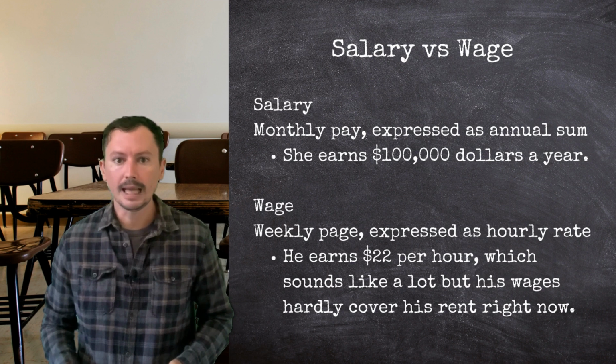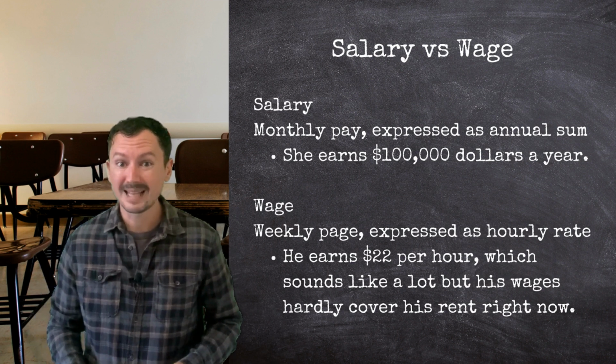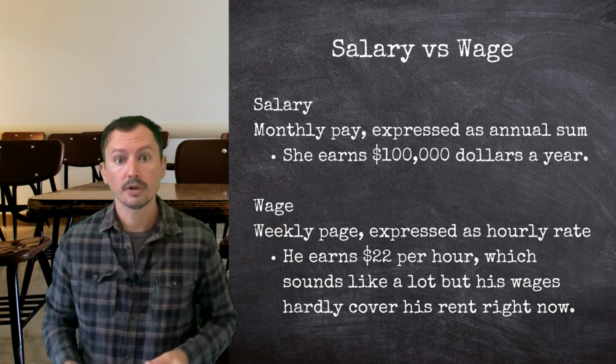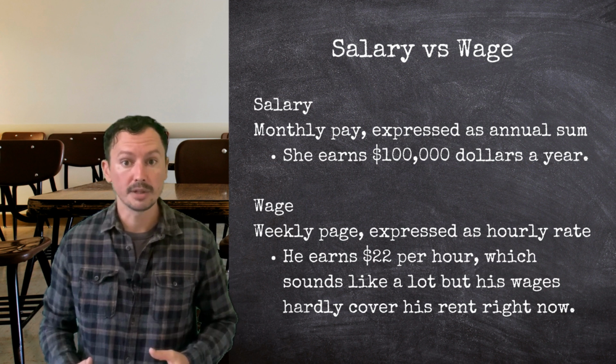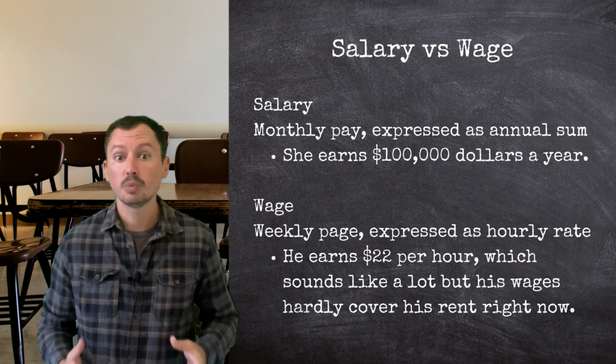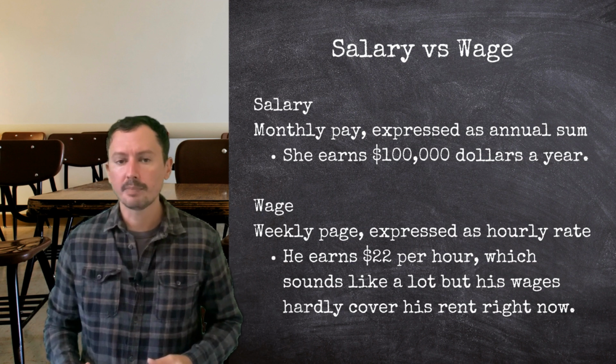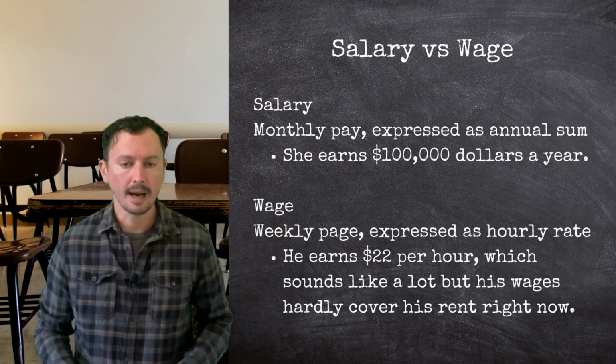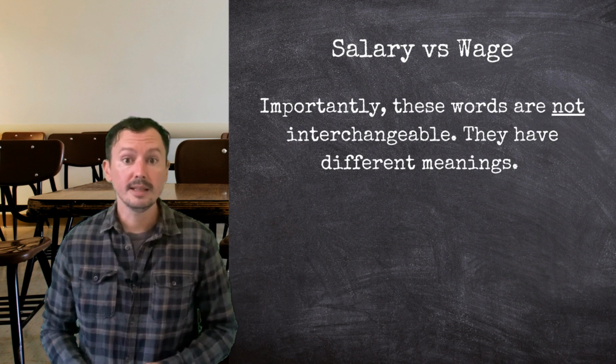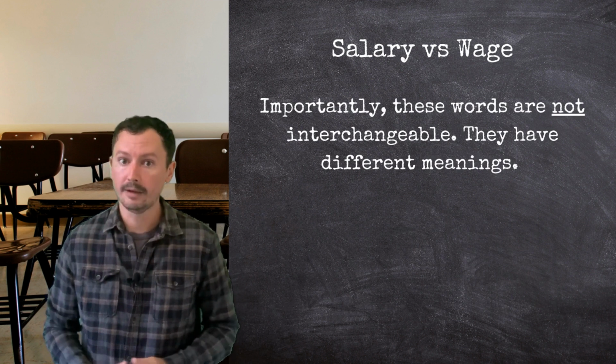It is either paid daily or weekly and is typically expressed as an hourly sum. For example, he earns $22 an hour, which sounds like a lot, but his wages hardly cover his rent right now. We know that he probably gets paid each week, but we talk about this as an hourly value. Thus, you can see that wage and salary are quite different.